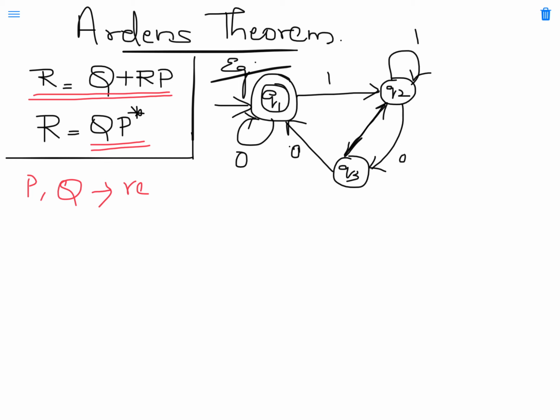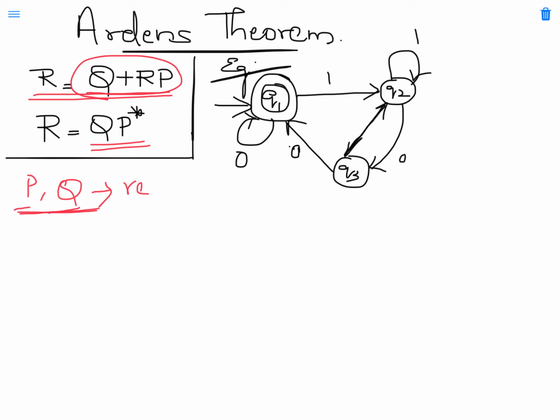So this is a theorem, that is Ardens theorem, in order to convert the finite automata to a regular expression. Okay, so you know that you will be writing the regular expression based on the transitions, and if some regular expression p and q is taken, and you got the expression of this form r is equal to q plus rp, then it can be rewritten as r is equal to qp star. So how these regular expressions can be formed, we can see with the help of an example.